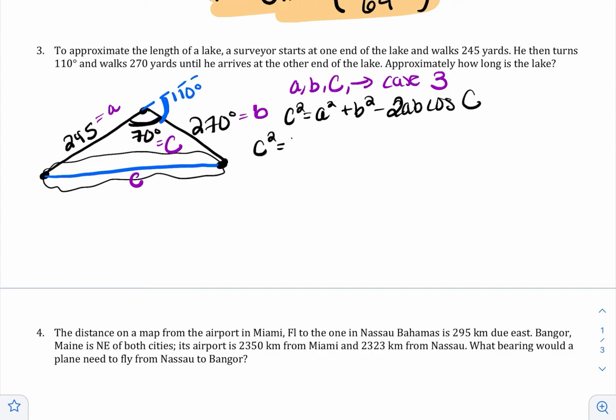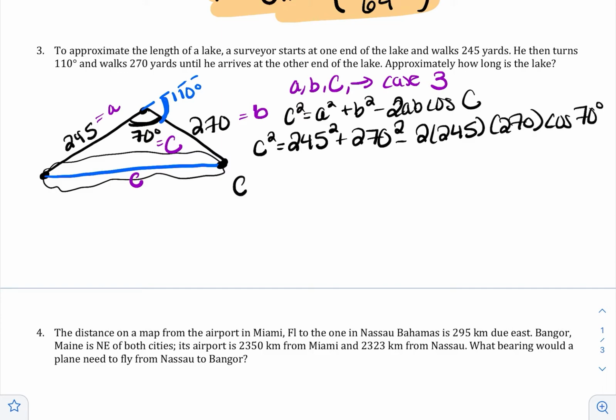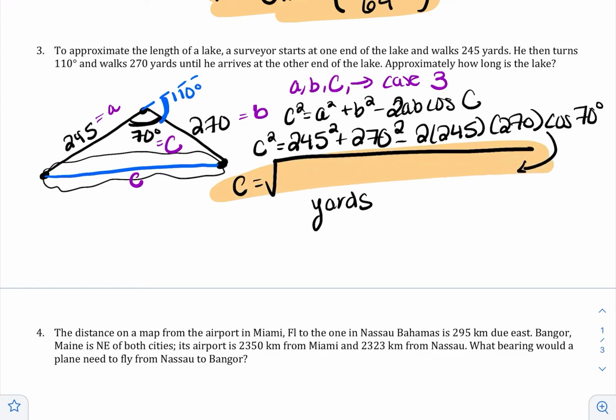C squared is equal to 245 squared plus 270 squared. Did not mean to put a degree symbol here. Minus 2 times 245 times 270 cosine of 70 degrees, which means that C is going to be the square root of all of this underneath. And I am an application, so I need to write my unit of measure, so it is yards. So here's my calculator ready form.